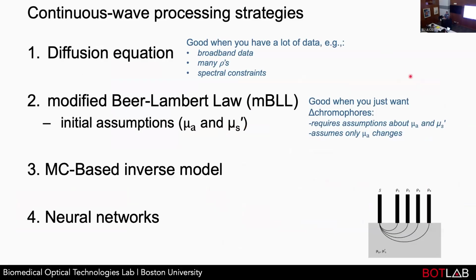Okay, so modified Beer-Lambert law, good when you just want delta chromophores, requires assumptions about mu A and mu S prime. That's equivalent to saying requires an assumption about the DPF and assumes only mu A changes, at least in the forms I showed you.